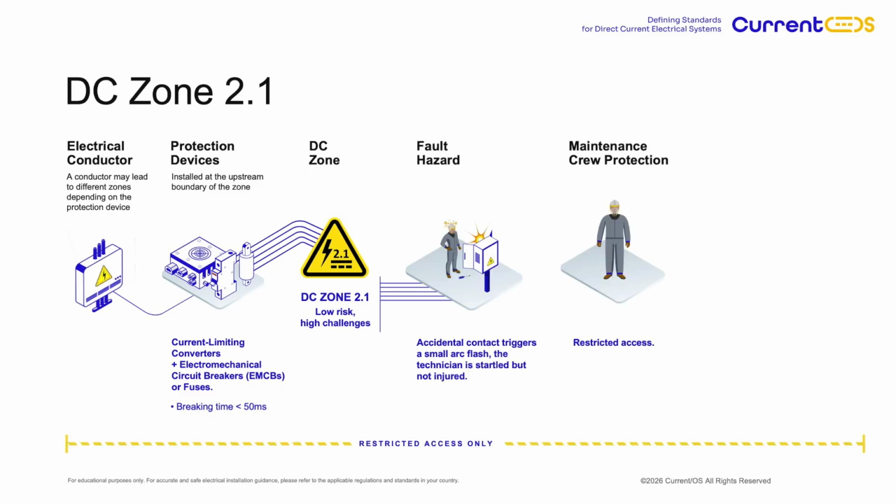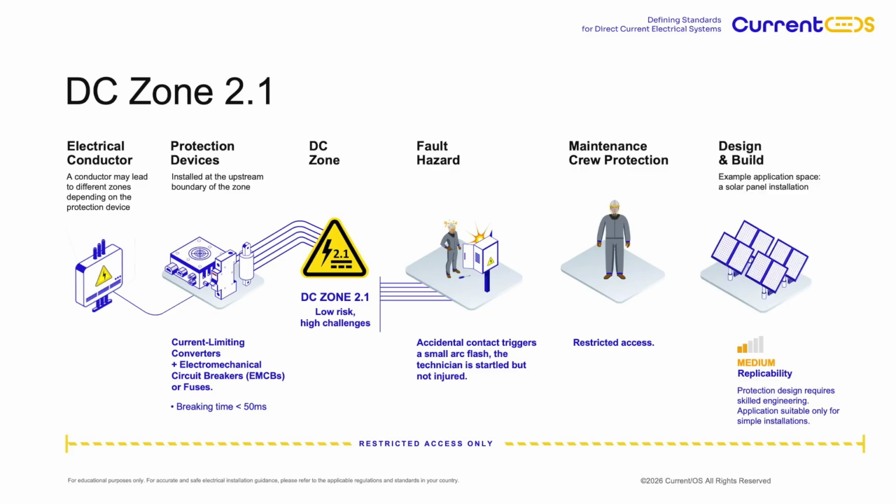Again, the risk is already lower. There is a small arc flash risk, which may startle the technician, but cause no serious injury. Special clothing is needed, but not as heavy as in the previous zones. A typical application for Zone 2.1 is a solar installation. However, the complexity of calculating protection plans still limits the scalability and replicability of Zone 2.1 systems, and selectivity is not possible, making them suitable only for installations with limited complexity.